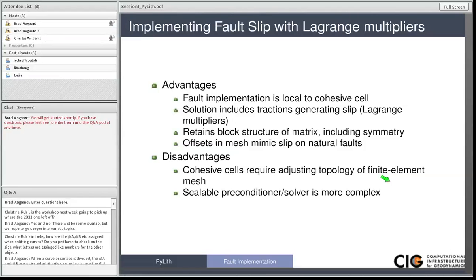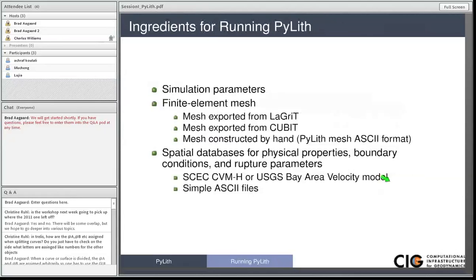It also makes, with this slightly more complicated structure to our overall system matrix, finding scalable preconditioners and solvers a little more complex. But that's where collaborating with computational scientists has helped us and gives us solutions to these problems, which come up similar to problems in computational fluid dynamics. So let's talk a little bit more about PyLith.